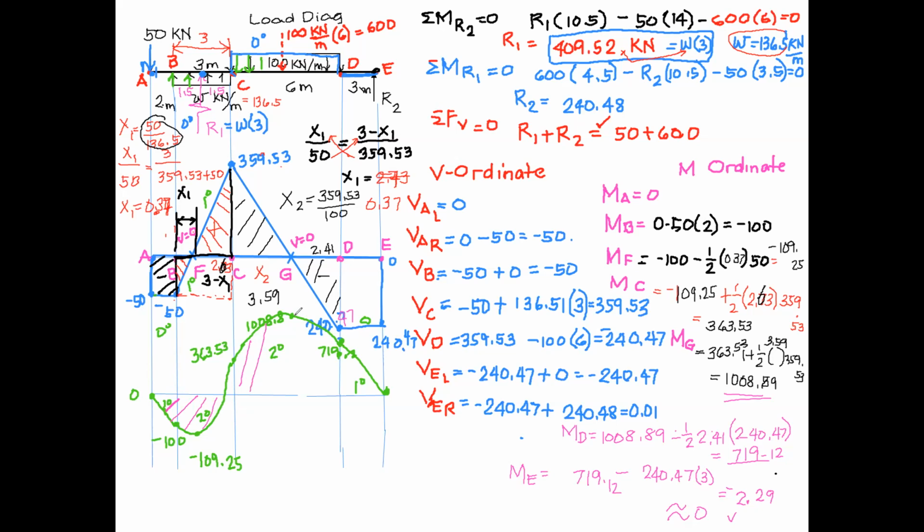Question. With the maximum moment at 1008.89, that is the maximum. The unit is kilonewton meter. This is moment 0, that is our point of inflection. When shear is 0, there is a maximum positive moment and maximum negative moment.